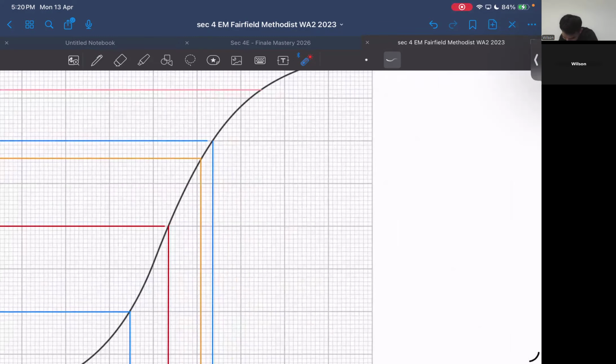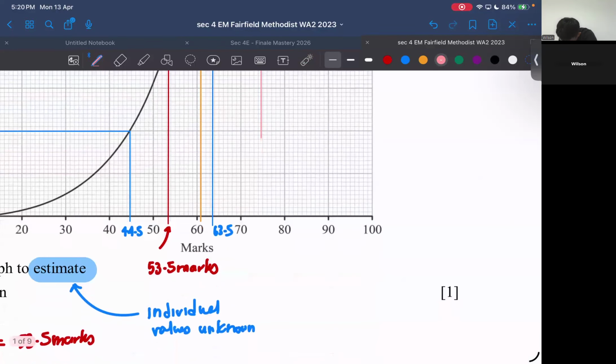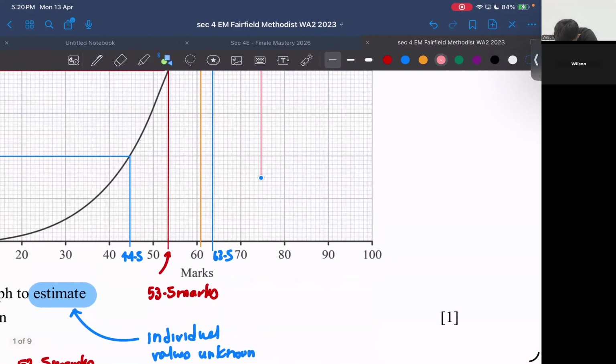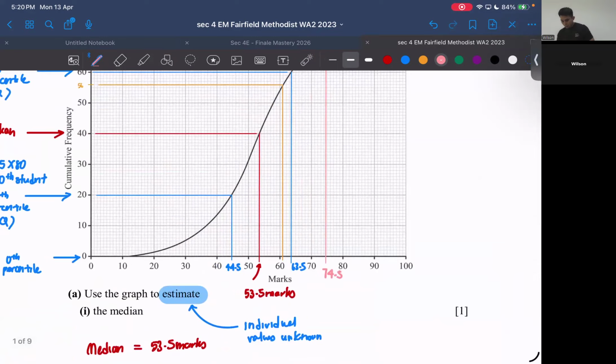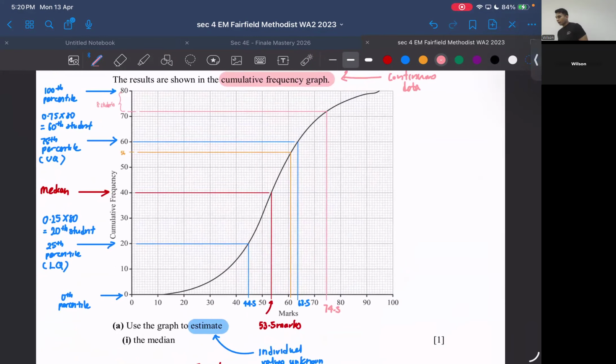74.5, we go all the way straight down. Let's go and take a look. I also got 74.5. So let's just go all the way straight down here. It's in between the two values, right? So what I have here will be 74.5 marks over here. Okay, very, very good. Okay, so this one is just a zoom out. You can just go and write that there's 74.5 over here.